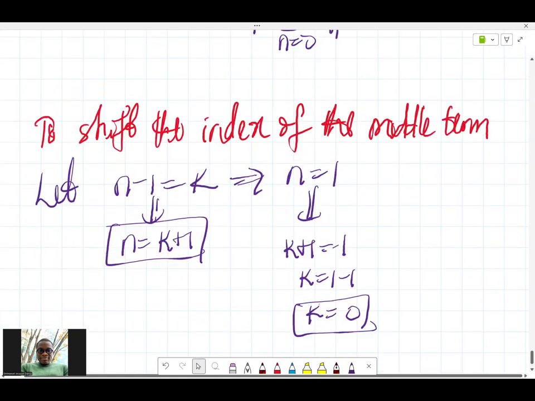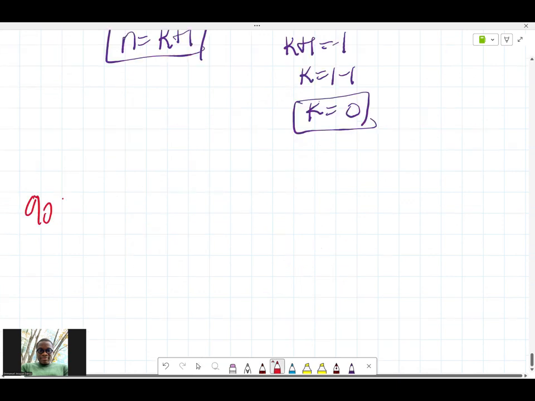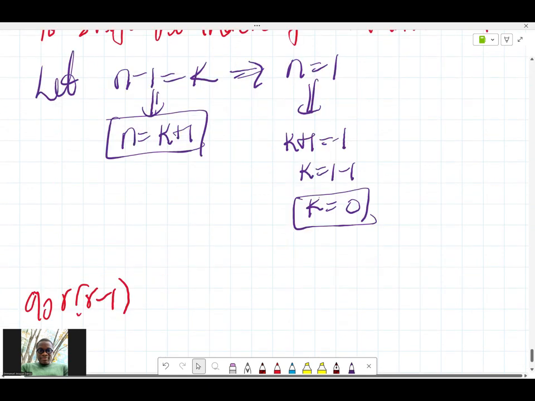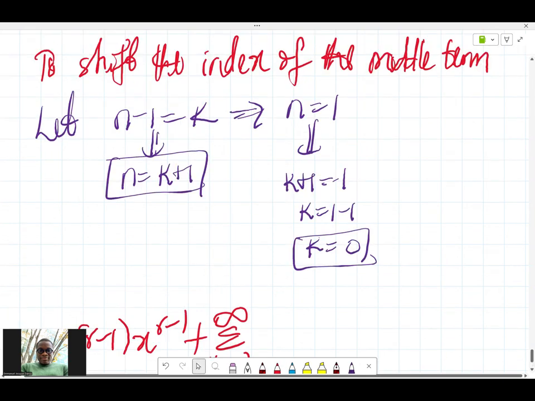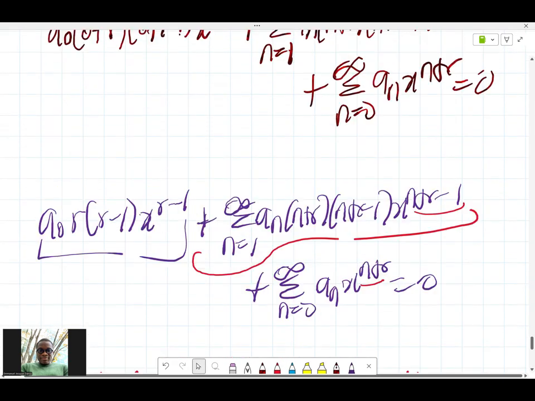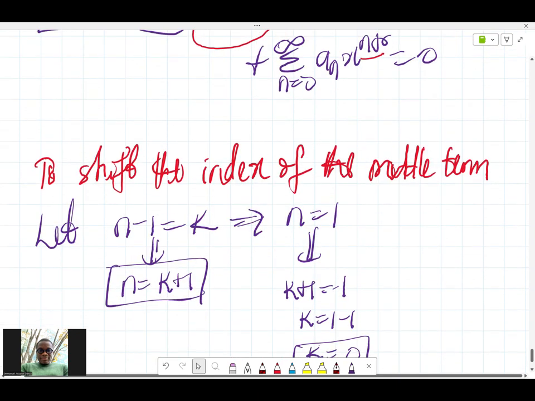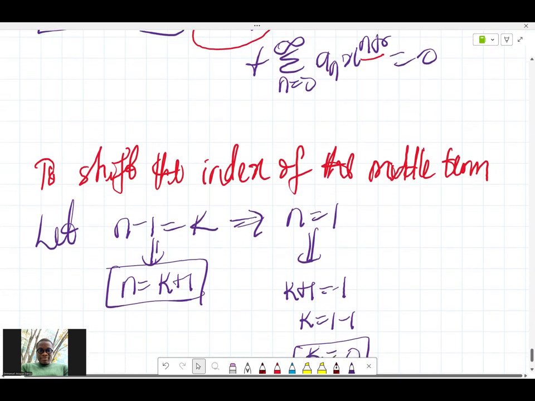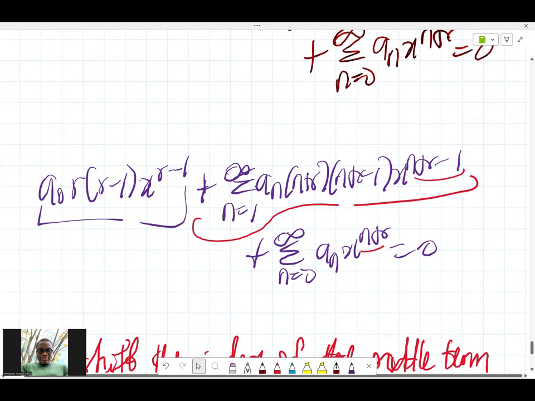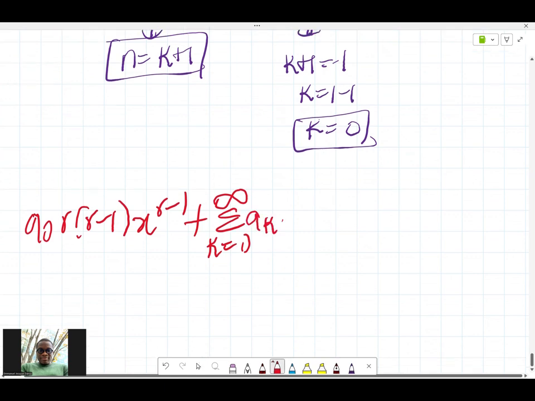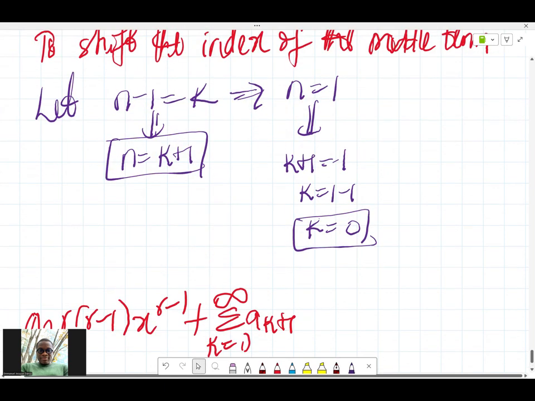So we have that first part, a naught r into r minus 1, okay? x raised by r minus 1 plus summation from k equals 0 to infinity, because anywhere you see n minus 1, you put k, and anywhere you see n, you put k plus 1. That's the implication. So this will now be a k plus 1. An now becomes a k plus 1.